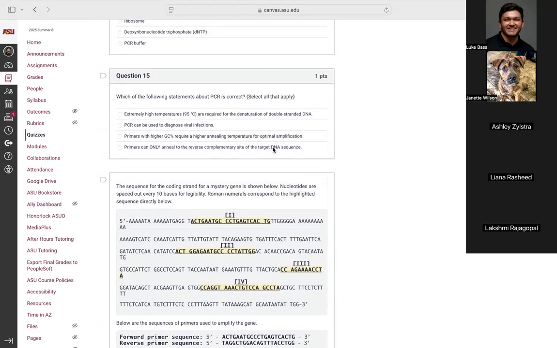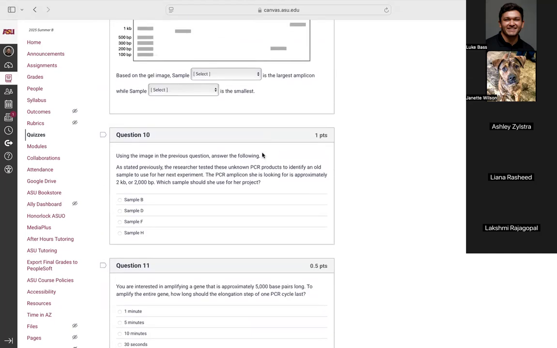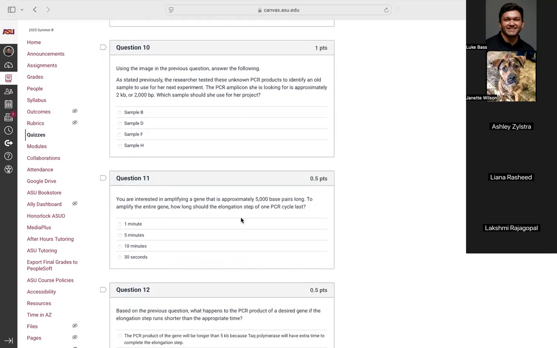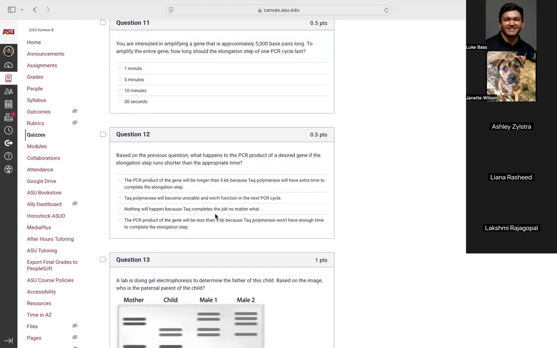Okay, Lakshmi, to answer your question, yeah, you're on the right track for question 10 or 11, I think. Wait, 12? Oh yes, 12. I think you meant 12. Right, because if your elongation step is shorter than it should be, the polymerase or Taq polymerase, whatever you're using, won't have enough time to actually add all the DNA nucleotides it needs to, so you're going to have a shorter amplicon than you would expect. And then that leads to an incorrect PCR fragment.